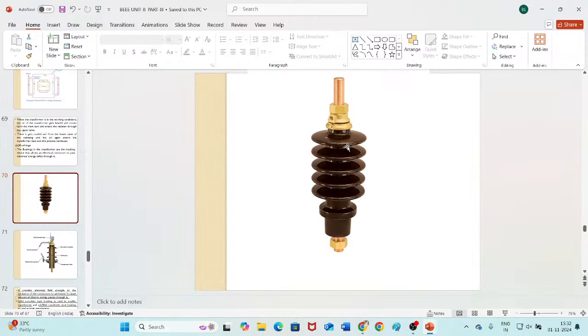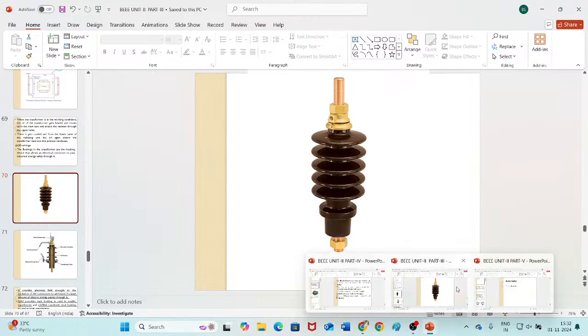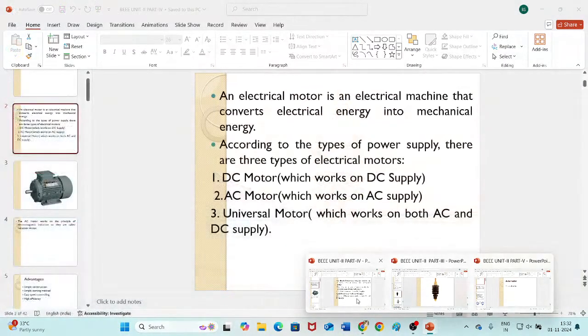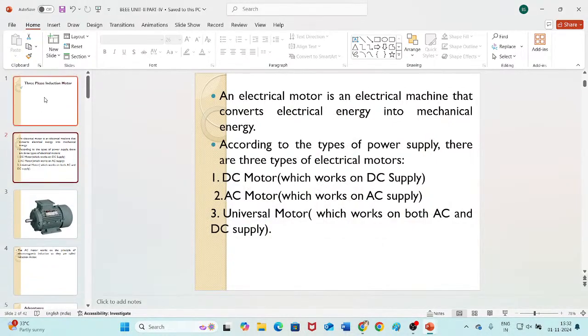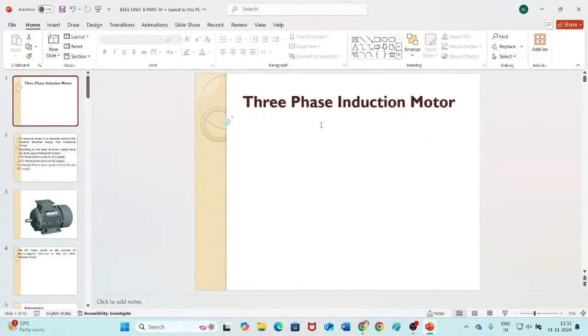This is it. I think it is more than sufficient. We have seen the working principle and the construction. I think it is enough. So let us go to the three-phase induction motor.